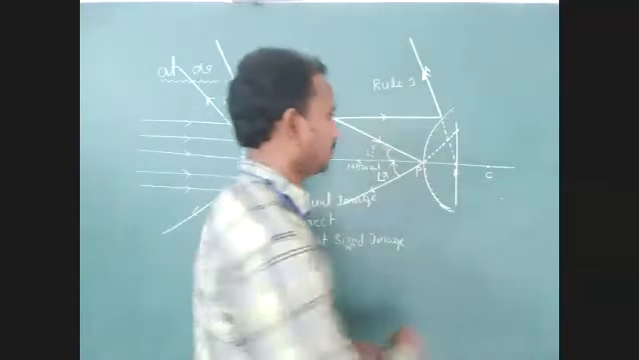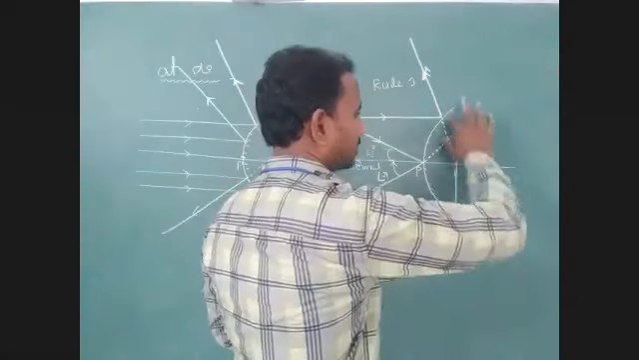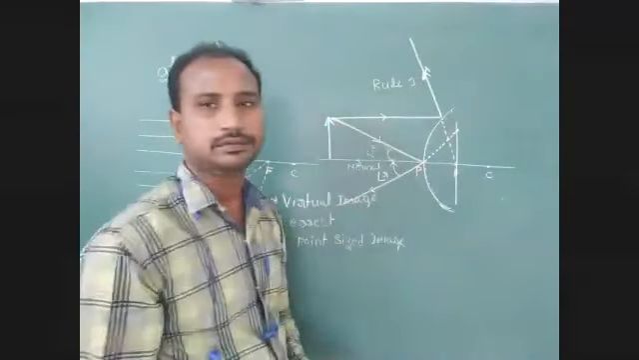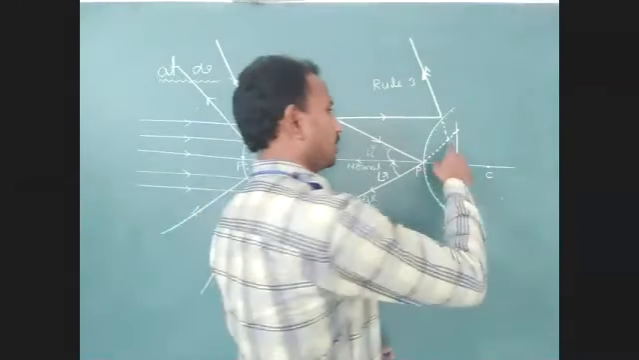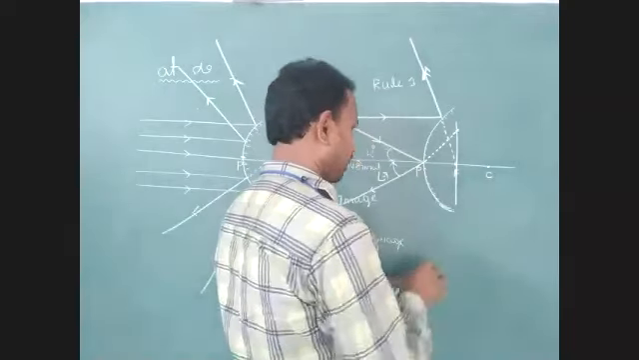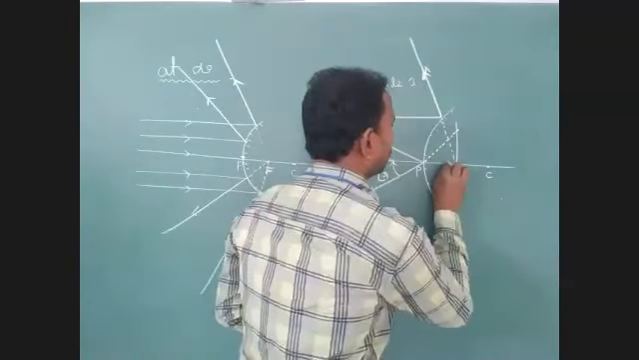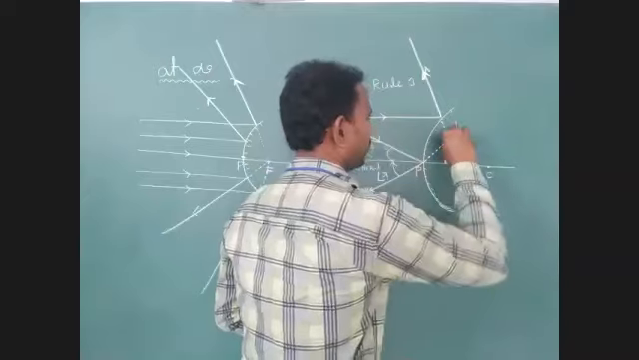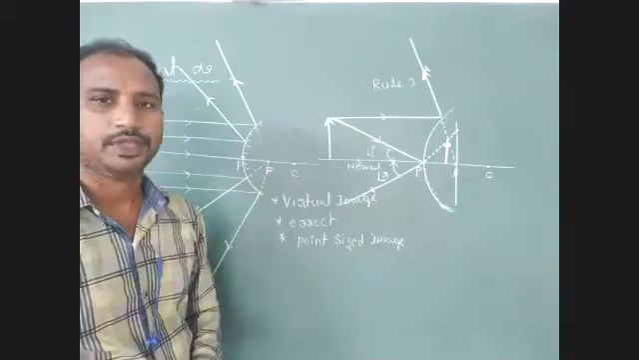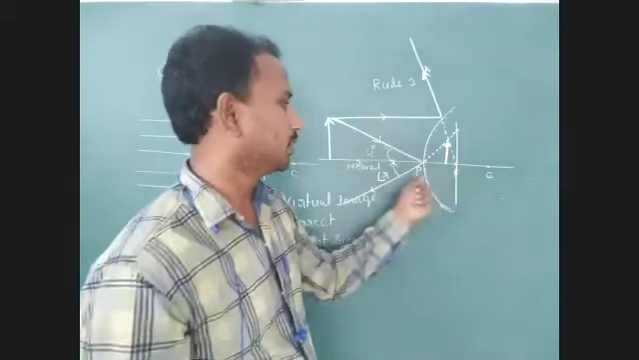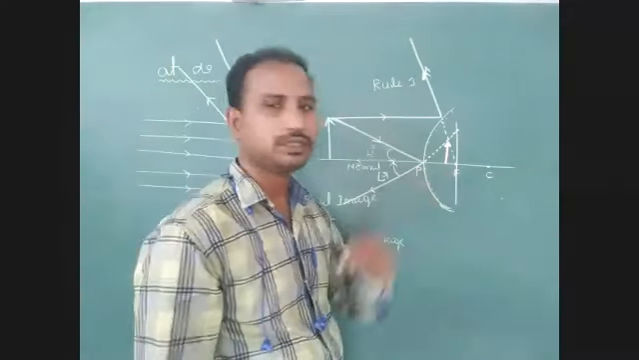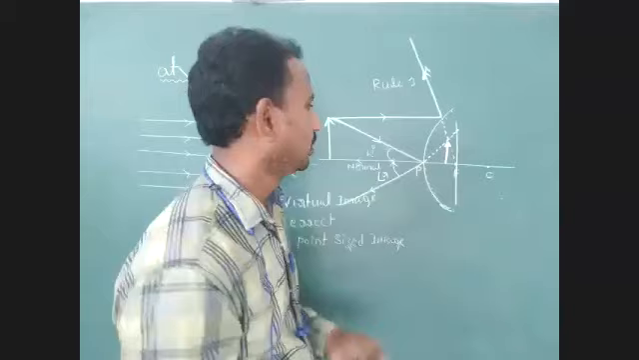Now just identify there are two reflected rays extended. The two extended reflected rays intersect at one common point. That common point we have to represent as the image formation point. Here the image formation point we can consider between the pole and principal focus. Between the pole and principal focus. Don't forget.